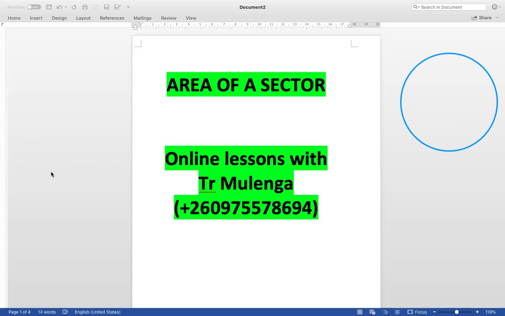So if this circle is partitioned, there's part of the circumference, which you can call the arc length, the radius, and another radius. These two radii give us an angle. This angle represents a fraction within the circle.